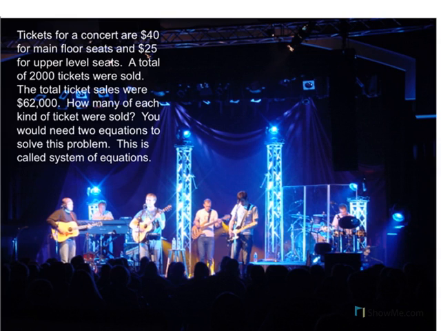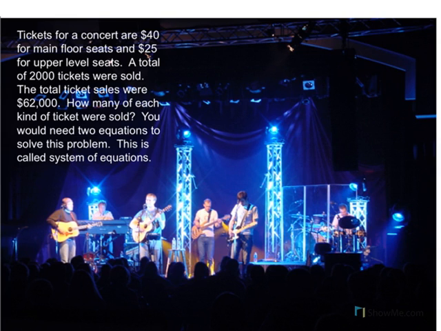A system of equations is when there are two or more equations that can represent a situation. We use systems of equations to solve many different problems, such as the one that we see here. Tickets for a concert are $40 for main floor seats and $25 for upper level seats. We know that a total of 2,000 tickets were sold, and the total sales, the amount of money earned, was $62,000. What we don't know, however, is how many of each kind of ticket was sold. These types of problems are helpful because if we can figure out how many of each type of ticket were sold, then we can better market and figure out how to price the tickets accordingly.